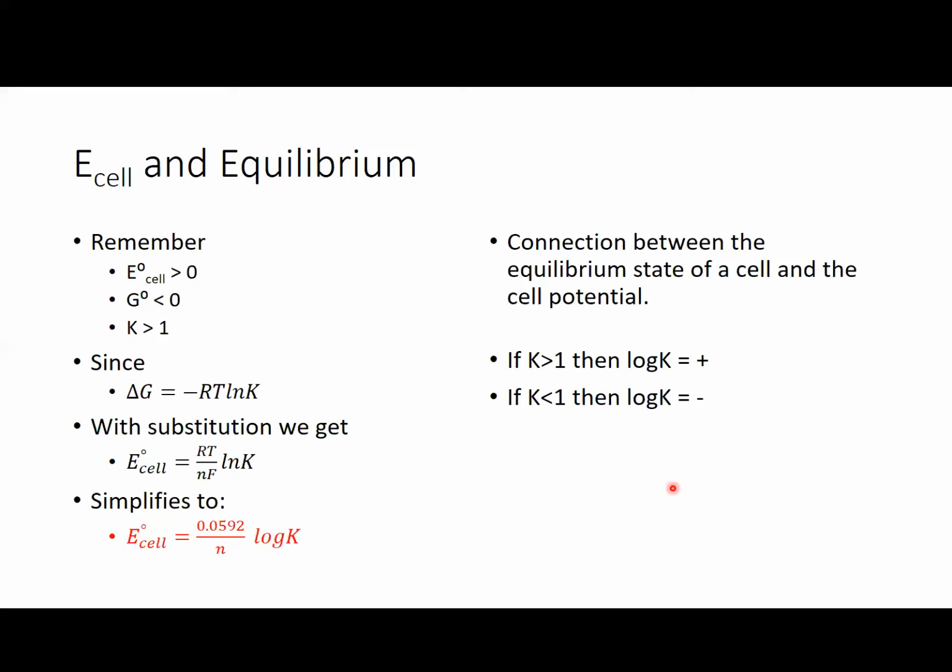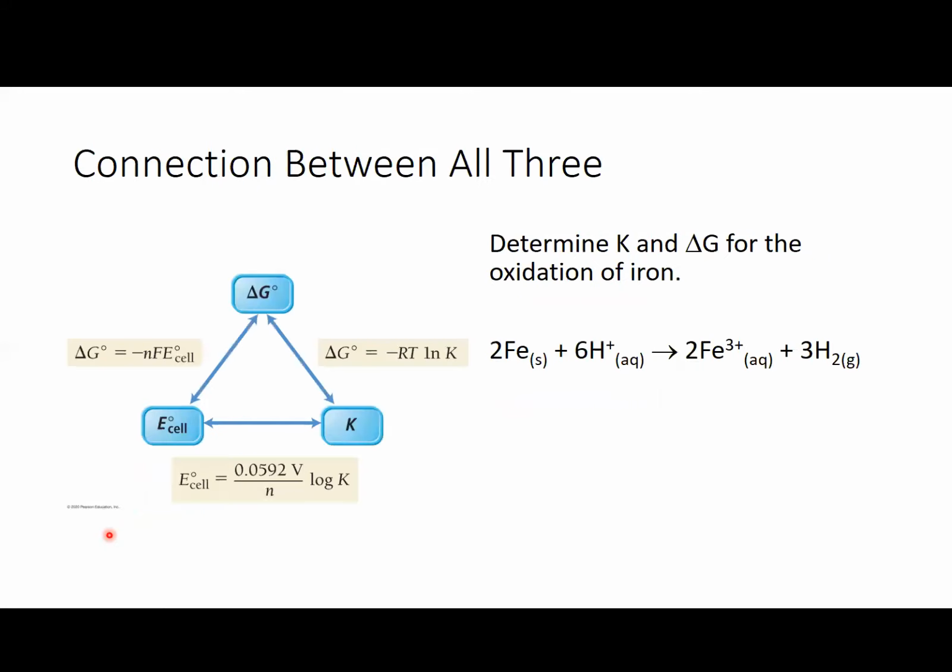So again, this connects us between the equilibrium state of something and its Ecell. So if K is greater than 1, if this number is bigger than 1, then Ecell is positive, because the log of numbers that are greater than 1 is a positive number. But if K is less than 1, the log of a number that is less than 1 is a negative number. So Ecell becomes negative, which means that this would not be spontaneous in the forward direction. It means that reactants would be favored, not products. So you can kind of follow the math in your head and see where it gets you there.